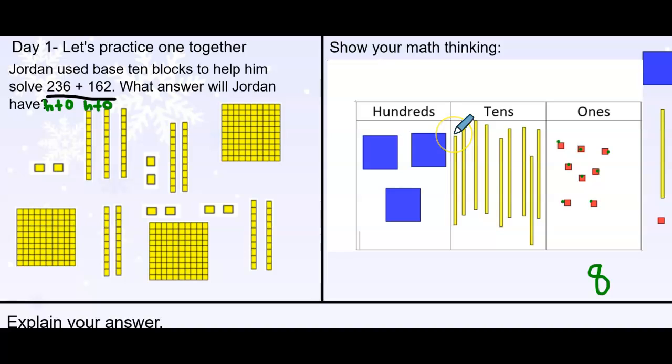Help me count. 1 ten, 2 tens, 3 tens, 4 tens, 5 tens, 6 tens, 7 tens, 8 tens, 9 tens. We have 9 tens. And how many hundreds do we have? 100, 200, 300. We have 3 in the hundreds place. Can you read our final number? Yes, 398. Remember, the tens and the ones place numbers go together when you're reading it.